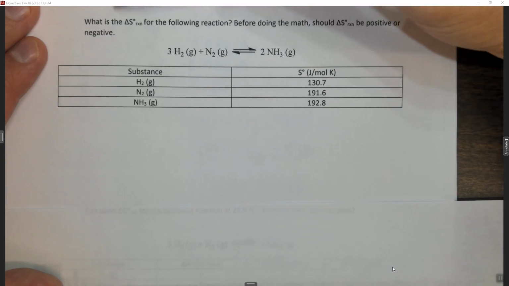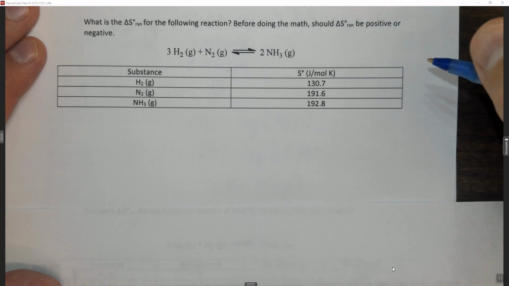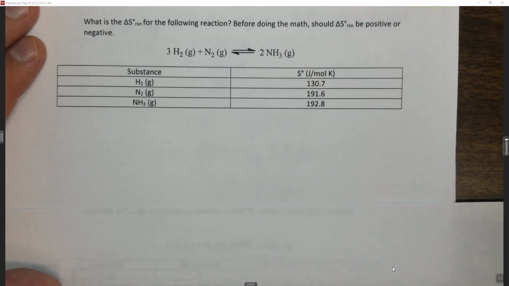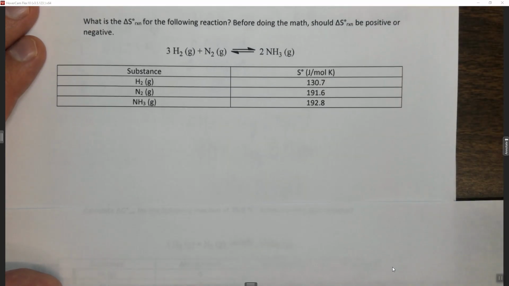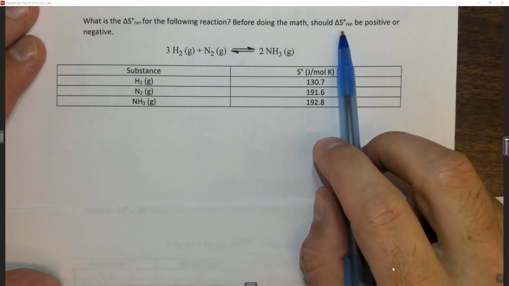All right, so this question says, what is the delta S for the following reaction? Before doing the math, should delta S of the reaction be positive or negative? So this one is asking us about entropy, okay? And before we do the math, let's answer the other one, if delta S should be positive or negative.